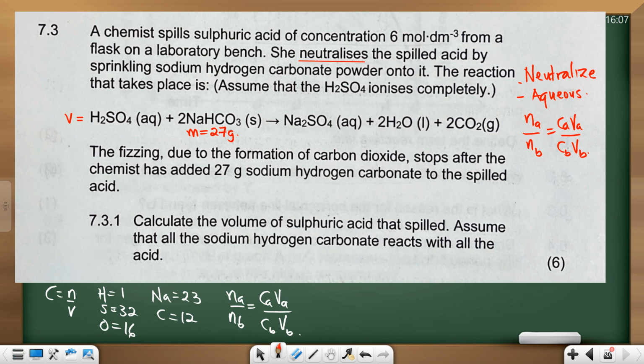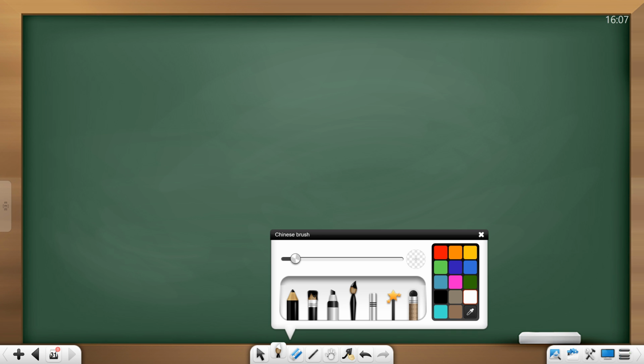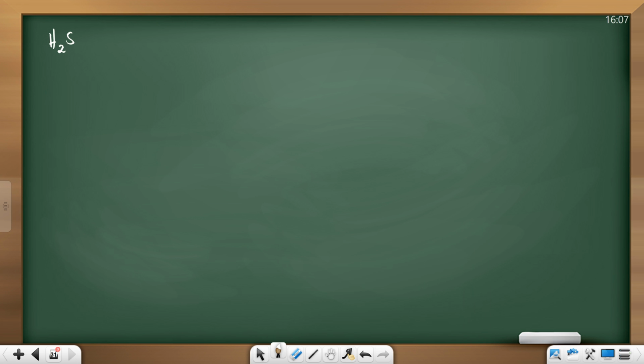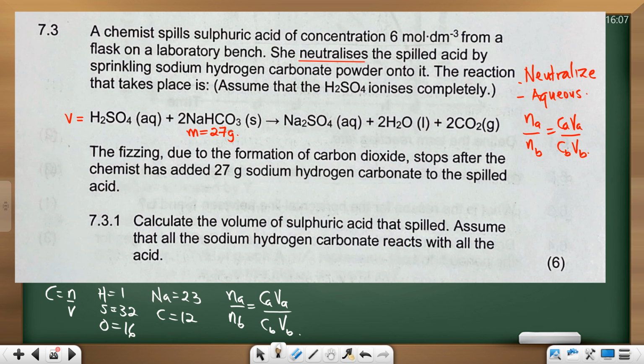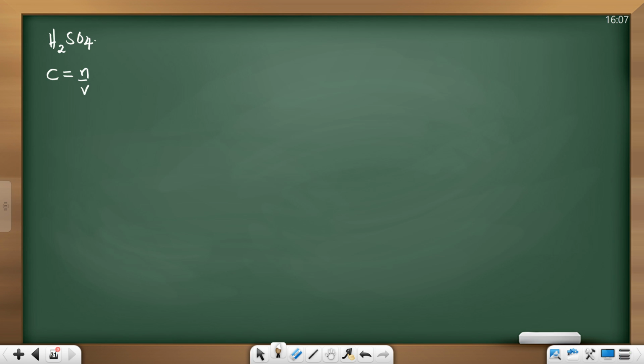How would you get volume? Are you aware that we're going to use n equals to what, or C equals n over V? Please start from there. The examiner says get the volume. So for H2SO4, I know that C equals n over V. Do we know the concentration? What do you mean no? First line, 6. What is my problem? Number of moles. They will not give you the number of moles that you need.